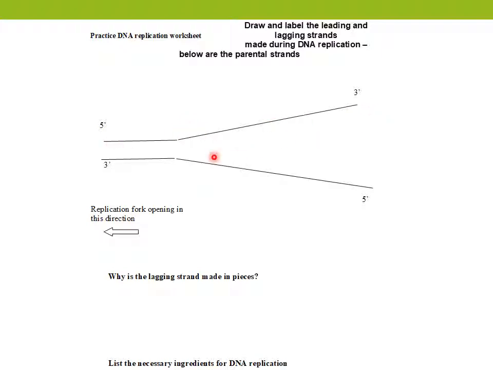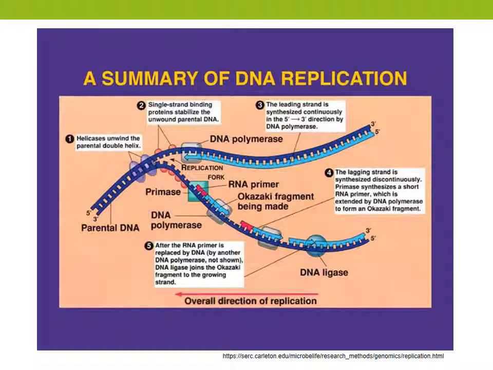So you want to make DNA that's leading in the direction of the fork opening and then lagging, which is made in the opposite direction of the fork opening. So what you could practice doing is drawing in your own leading and lagging strands using my parental DNA right there. See if you understand.